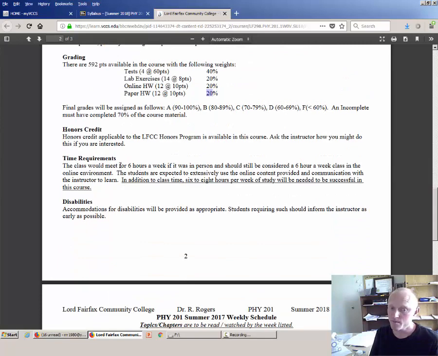Time requirements: this class takes 6 hours per week in the 16-week course, and the rule of thumb is 6 hours in class, 6 hours out of class, so that's 12 hours. Bear in mind, in the summertime we're going a whole lot faster, so you probably want to be putting in 15 plus hours a week on this class.